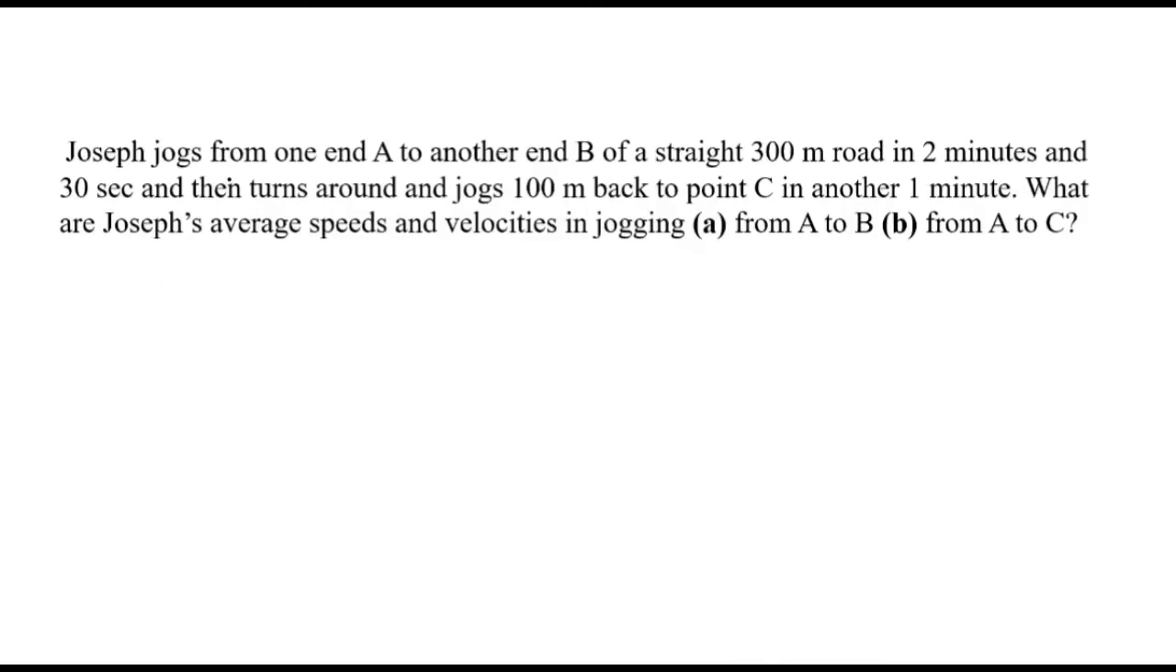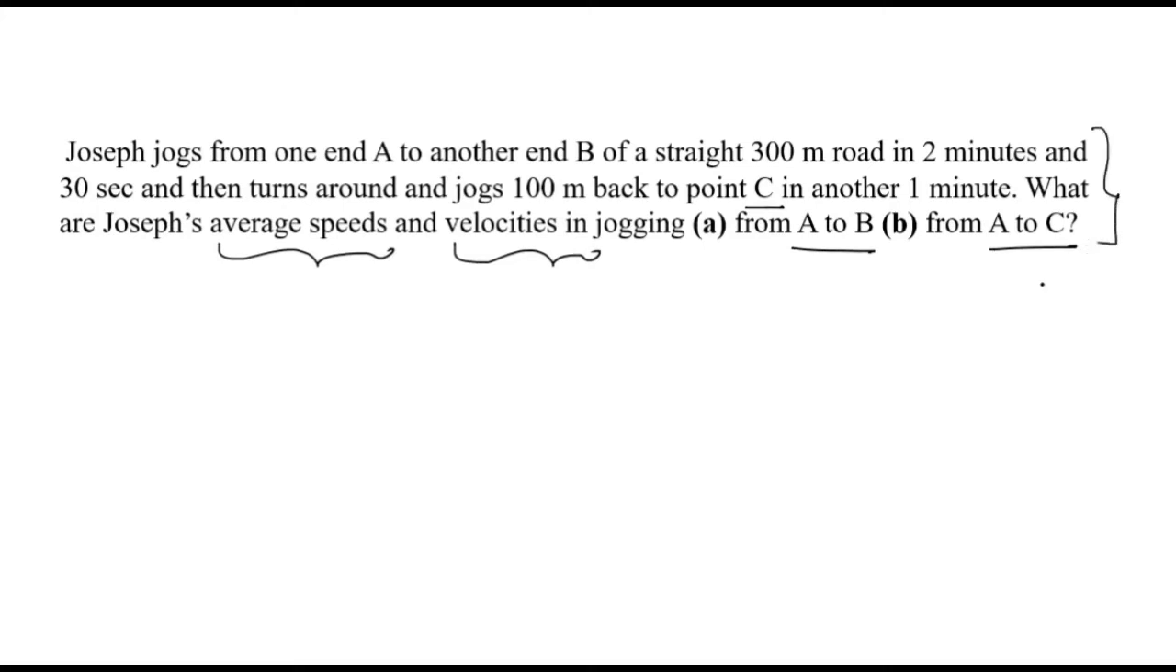Joseph jogs from one end A to another end B of a straight 300-meter road in 2 minutes and 30 seconds and then turns around and jogs 30 meters back to point C in another minute. What are Joseph's average speed and velocities from A to B and then from A to C?